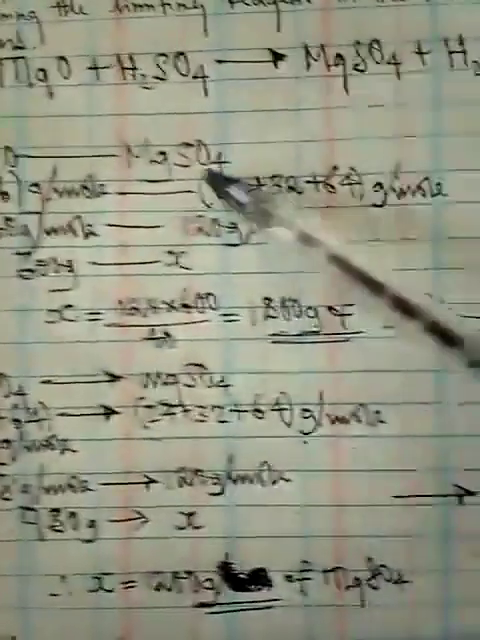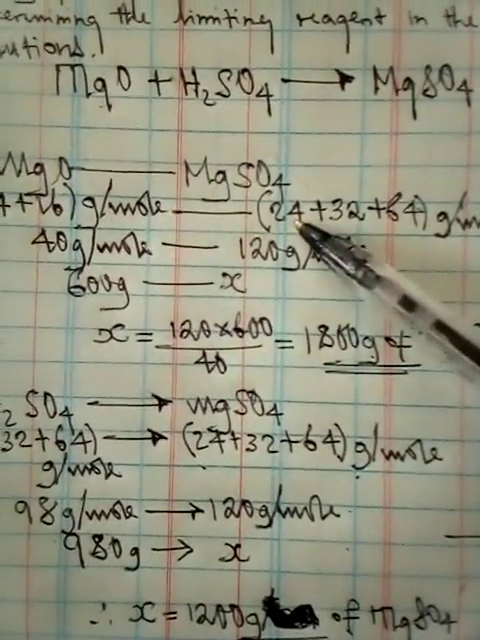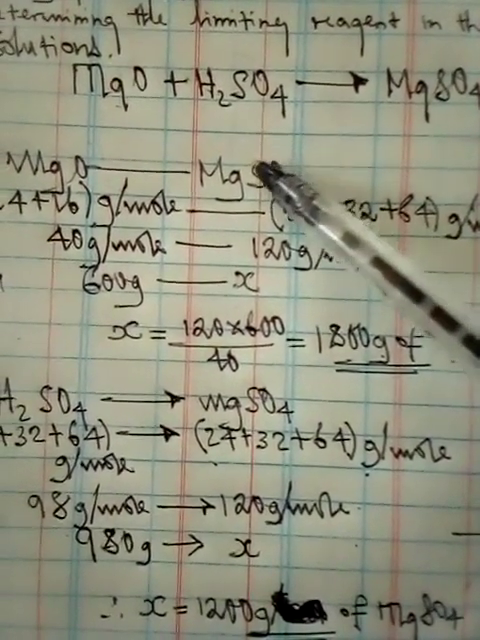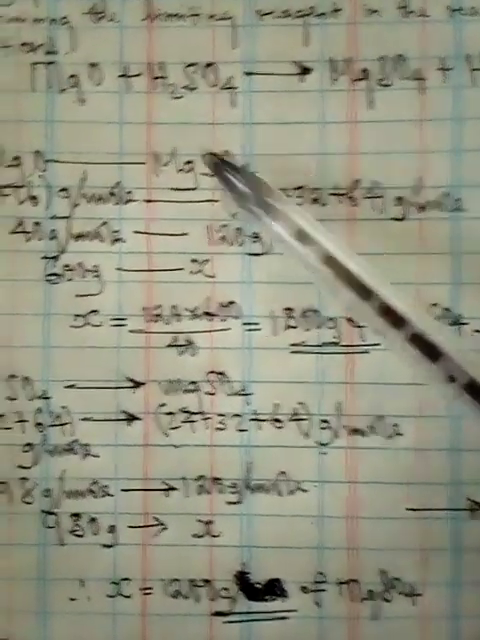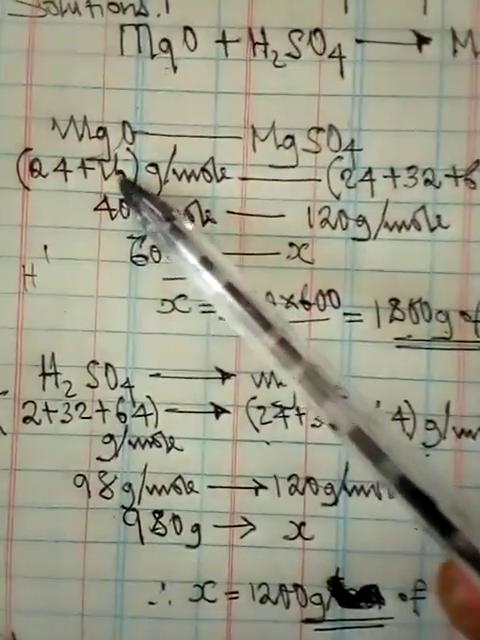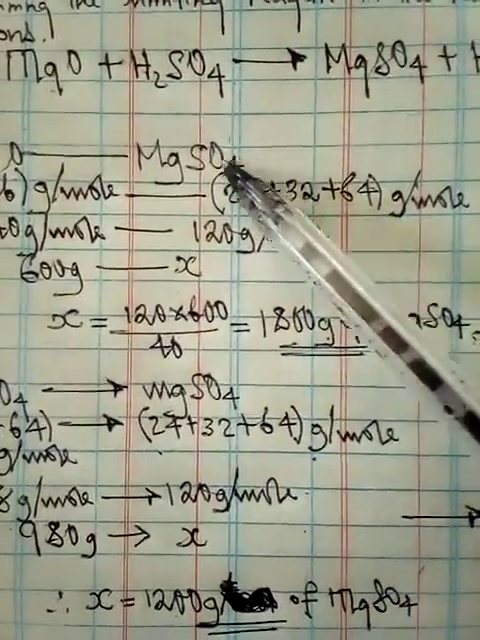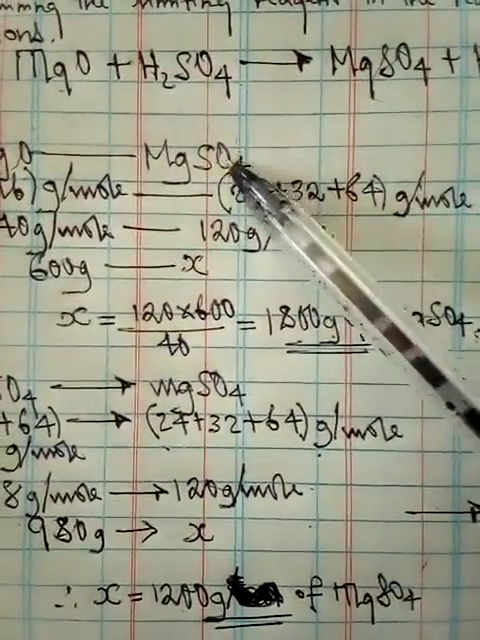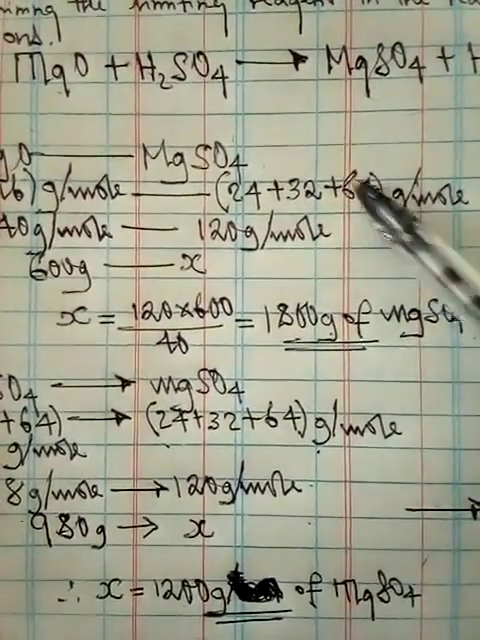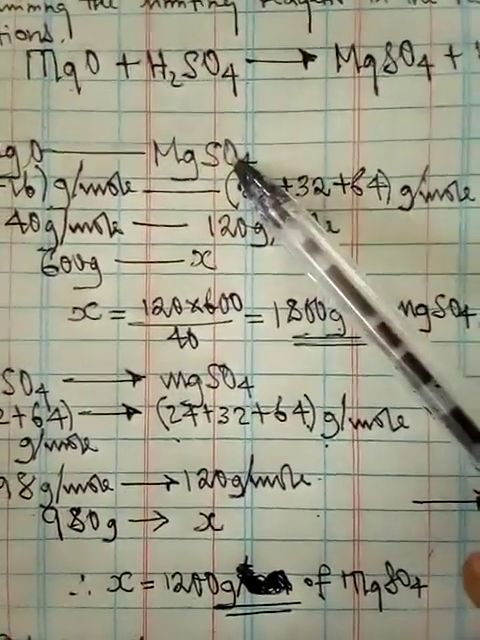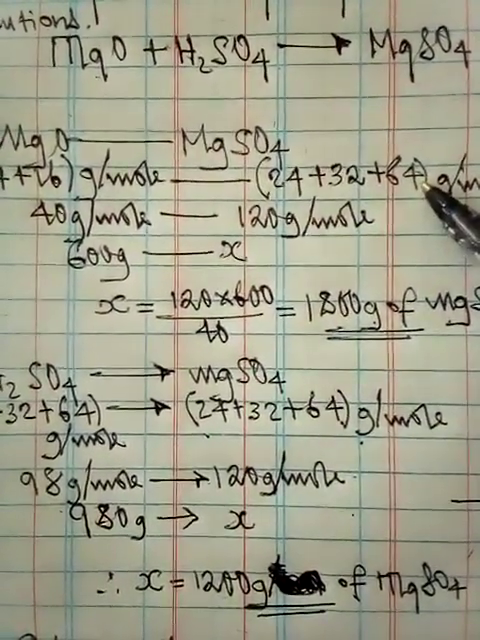Okay? When you're talking about your magnesium sulfate, magnesium, yes, 24. Sulfur on your periodic table has a molar mass of 32. That's the 32 you're seeing right here. Oxygen, like I've said, has a molar mass of 16. But if you look closely, you're going to see that there are 4 oxygen atoms present here. So it would be very wrong for you to just write 16, because there are 4 oxygens there. So it's supposed to be 16 times 4, which is going to give you 64.